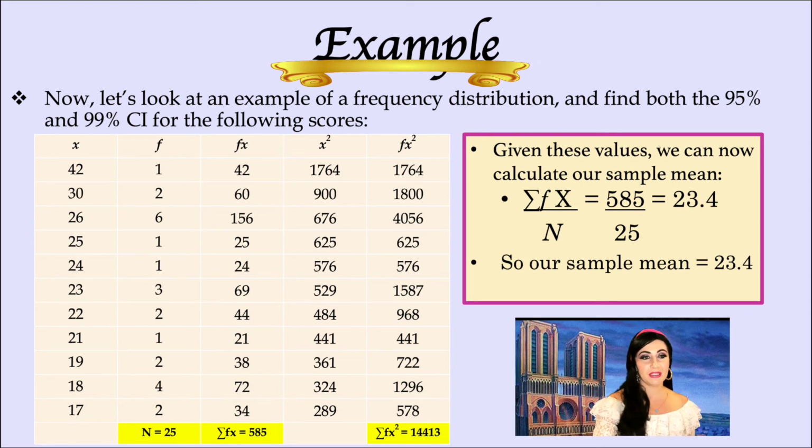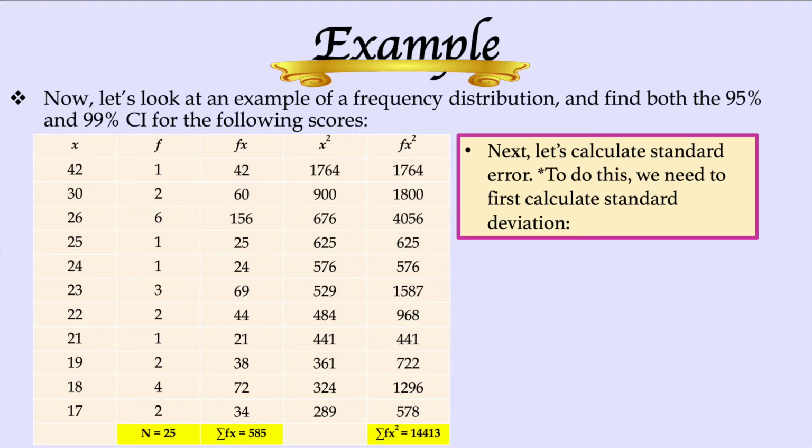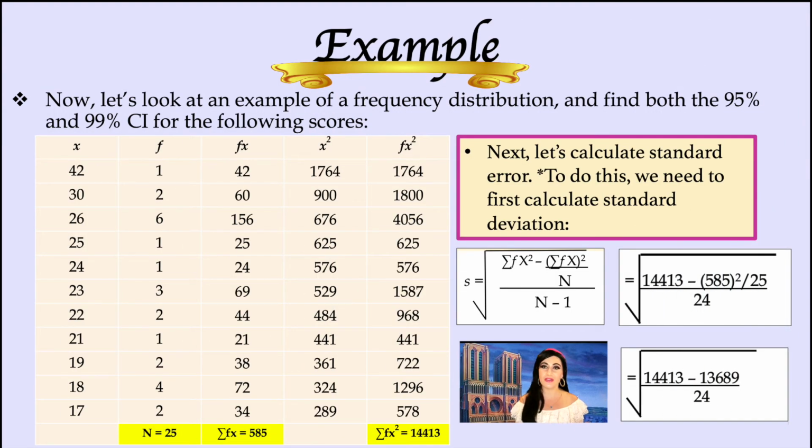So if we start with the mean, we can see that the sum of f of x divided by n is our formula for calculating the average. The sum of f of x in this case is 585. Our n, sample size, is 25, so we are left with an average of 23.4. Let's move on to standard deviation. As a reminder, the standard deviation formula is the square root of the variance formula. So standard deviation is equal to the square root of the sum of f of x squared minus the sum of f of x then squared divided by n all over n minus 1.